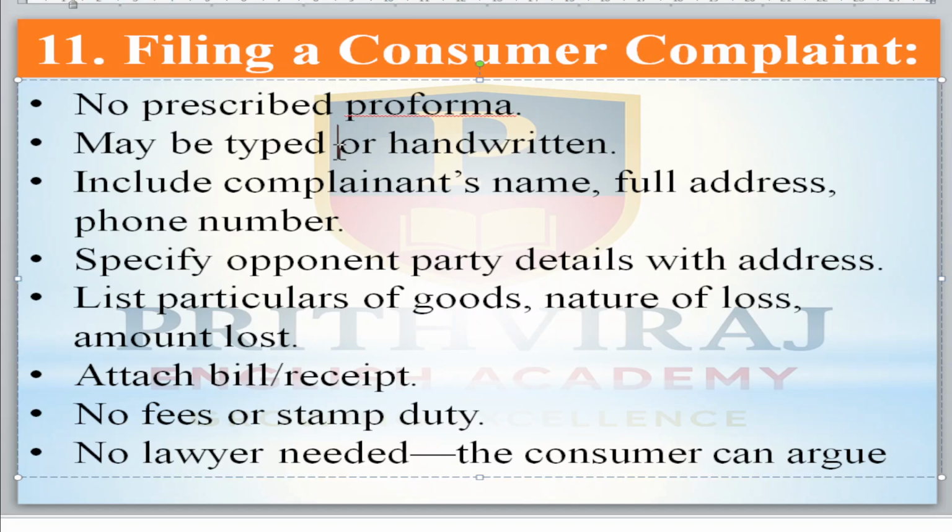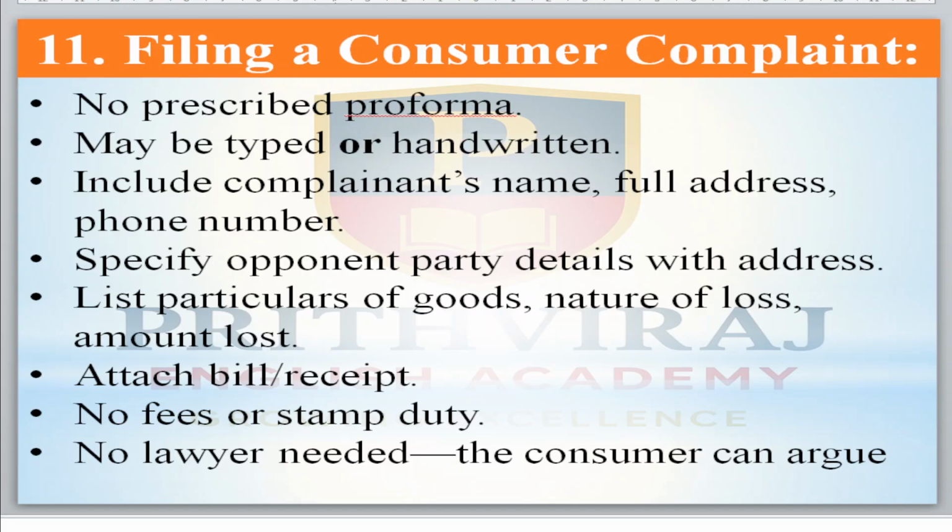The next point is, you have to write first the consumer's name, full address, phone number and everything. Secondly, you have to write the details of the opponent parties with their address and shop name. Then you have to list the particulars of goods, the name of the goods, the nature of the loss and the amount we lost. Along with that, we can attach the bill or receipt you got when you purchased the things.